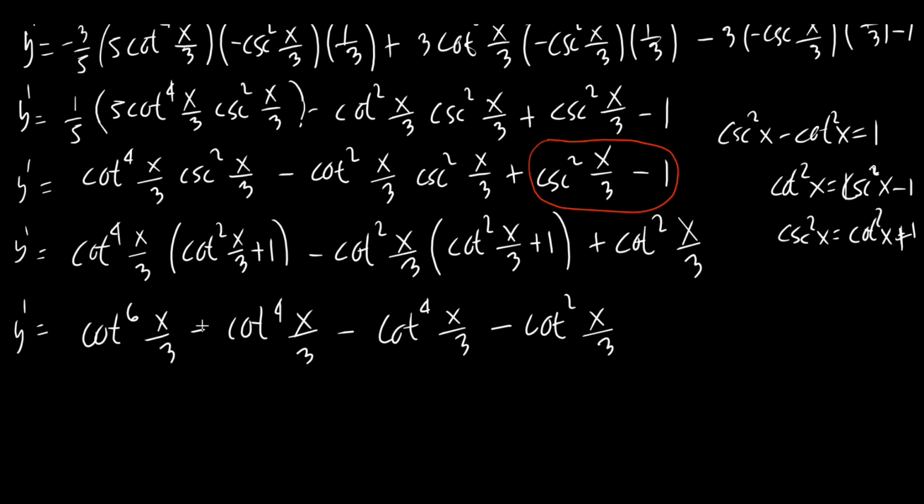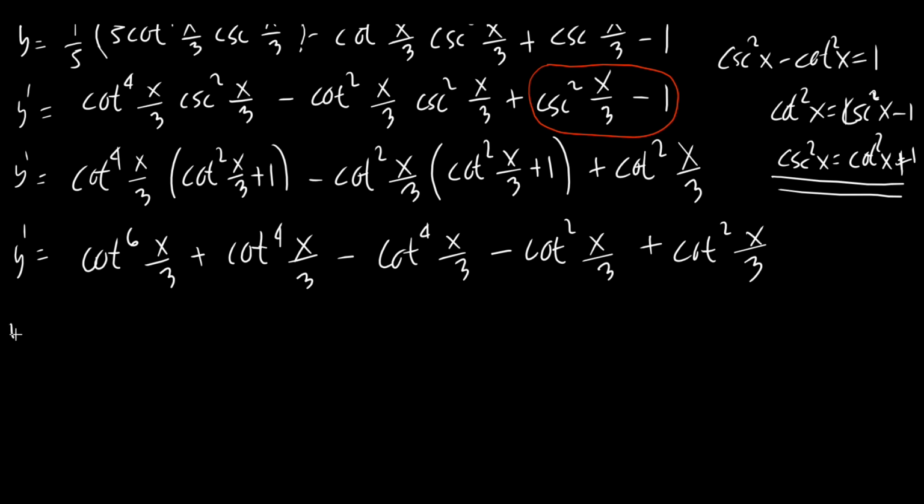So we have plus, we'll just distribute cotangent 6x over 3. So plus cotangent raised to the power 4 x over 3, and then minus cotangent 4x over 3, minus cotangent squared x over 3, so plus cotangent squared x over 3, right? Sorry for the mistake in the identity for cosecant squared x.